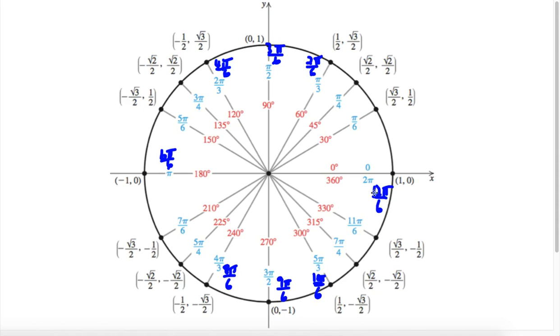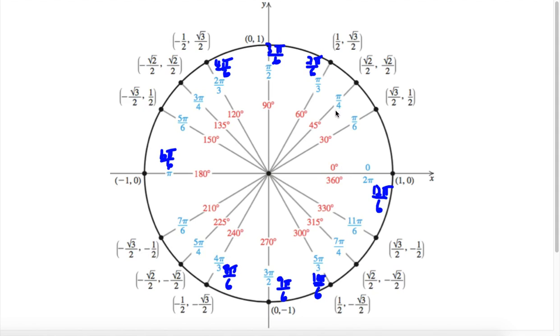So then the ones that I wrote down in blue here, we would just need to reduce those. 2 pi over 6 would reduce to 1 pi over 3. 3 pi over 6 would reduce to pi over 2, and so on. So for our 30 degrees, if I'm adding 30 degrees every time, I'm just adding pi over 6.